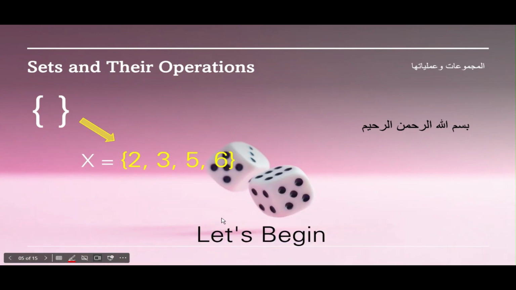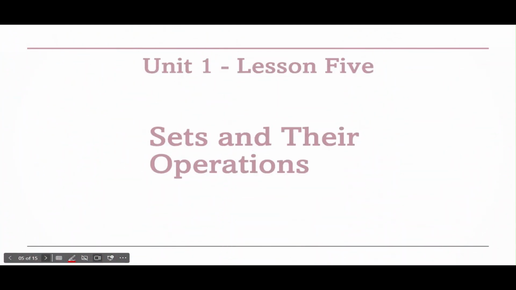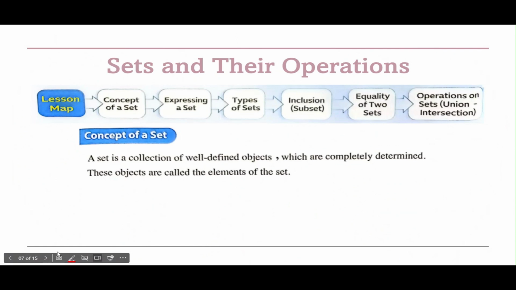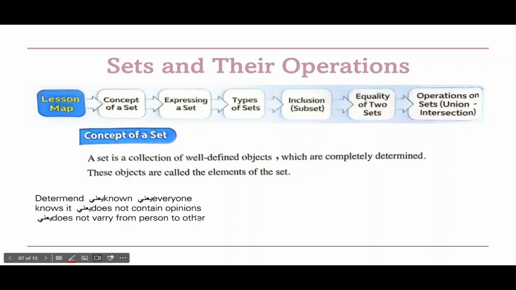Now let's begin our lesson. We got here the concept of a set. A set is a collection of well-defined objects. What's the meaning of well-defined? Well-defined means that they are known. Everyone knows it. Does not contain opinions. Opinions don't vary from person to person.